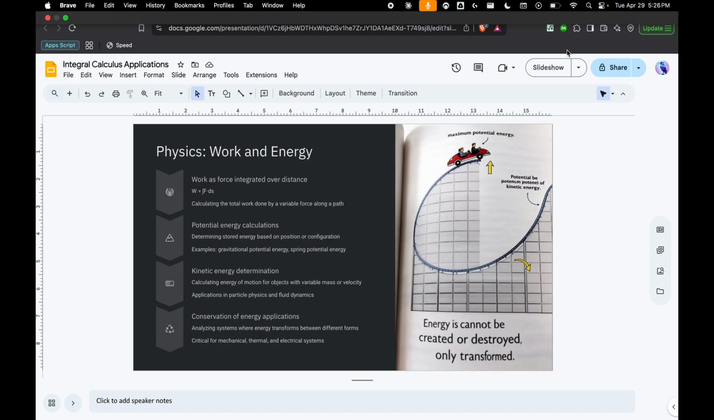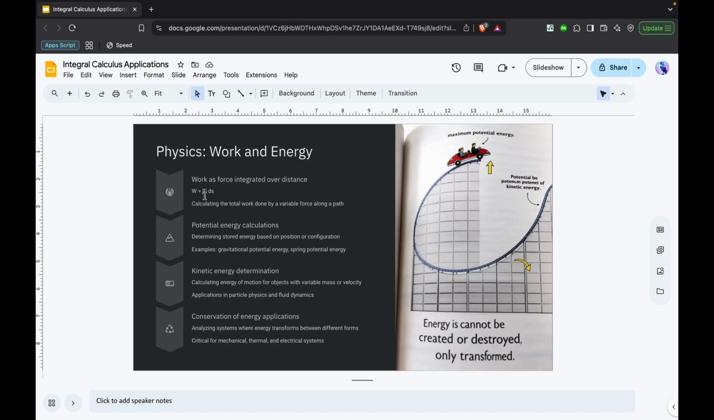Now, a physics application is work and energy. What they're saying is work is a force integrated over a distance, or W is equal to the integral of F ds, or calculating the total work done by a variable force along a path. Work is also the amount of force times distance. So that's why, if you integrate ds, that's F times S, where S is distance.